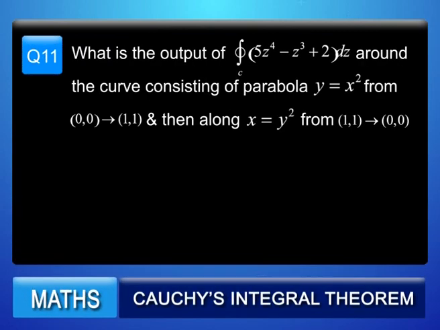Question number 11. What is the output of integral of z to the power of 4 minus z cube plus 2 dz around the curve consisting of the parabola y equal to x squared from 0, 0 to 1, 1 and then along y square equal to x from 1, 1 to 0, 0?